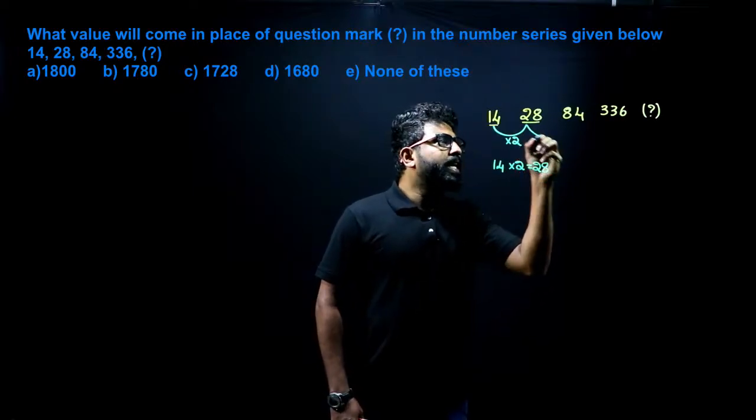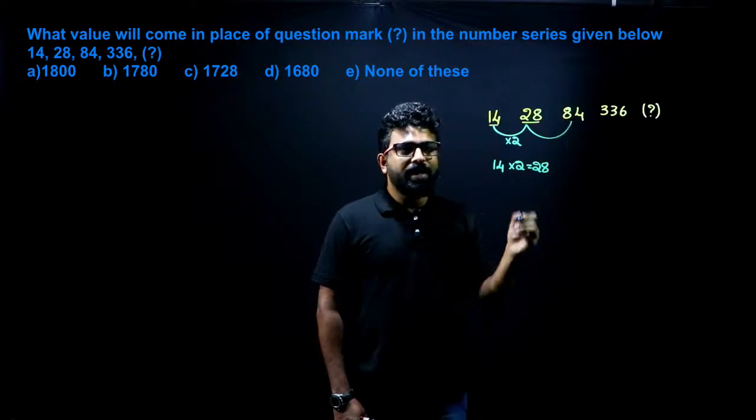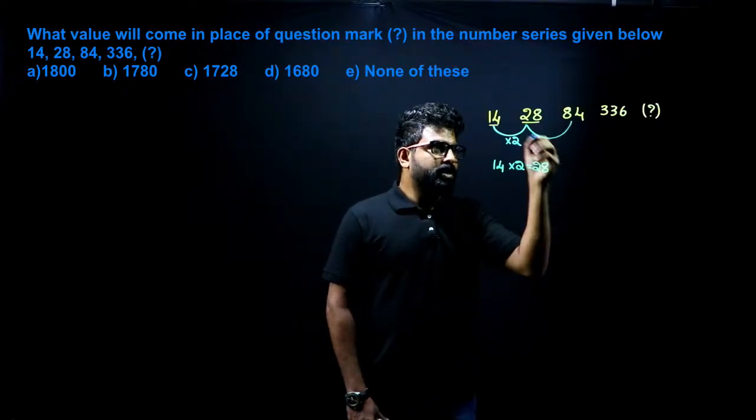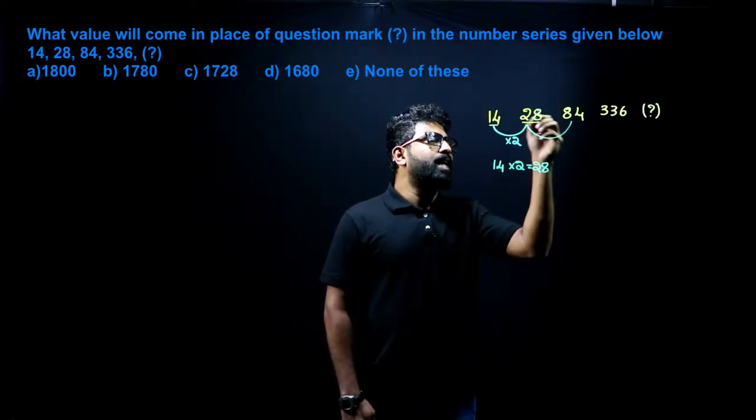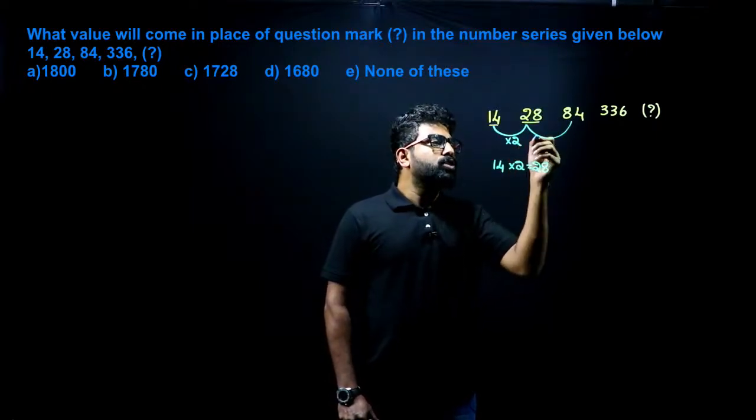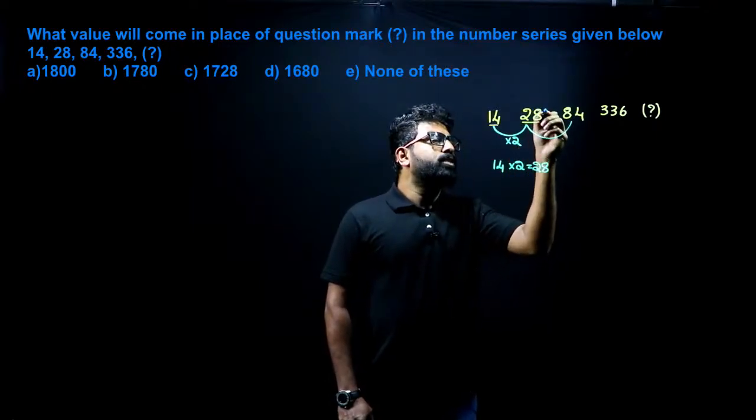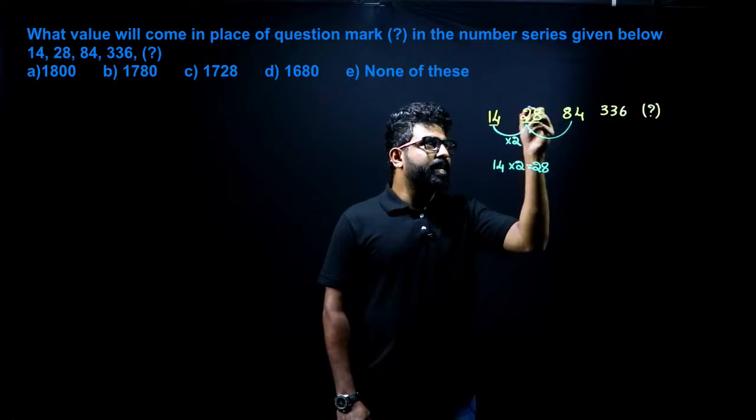What about 28 and 84? If I compare 28 and 84, what do I get? See here, 28 into 3. I'll check 28 into 3 because it is not 2. So let me start checking with 3. 28 into 3 gives me 3 into 20 gives me 60. 3 into 8 gives me 24.